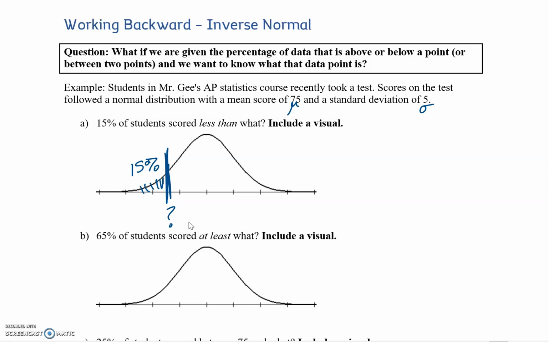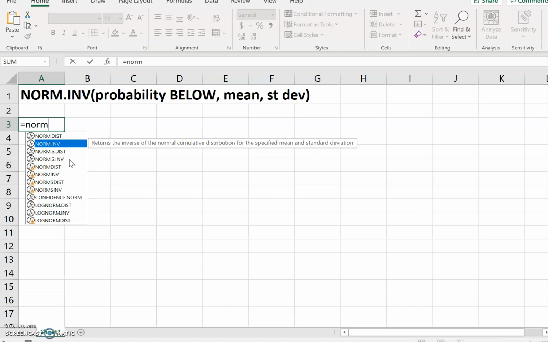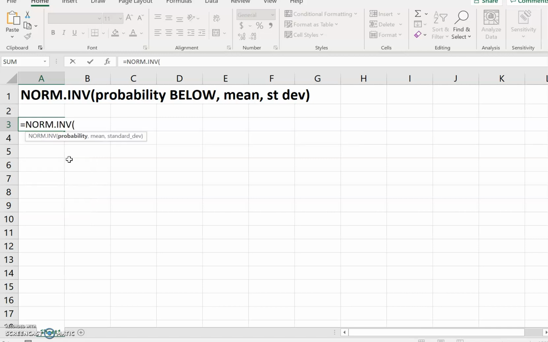And so if we bring up Excel, we can use our norm.inv function. So this is the inverse norm, kind of working backwards from that norm distribution function. So the important thing is it gives the probability below some point. So we want norm.inv, so we can scroll down to that, hit tab if we want, or just type it all in. So we want the probability below, and we're going to want that probability as a decimal. So we're going to say 0.15. We want to know 15% of the data is below what? And our mean is 75, standard deviation is 5. And so that's all we have for this one.